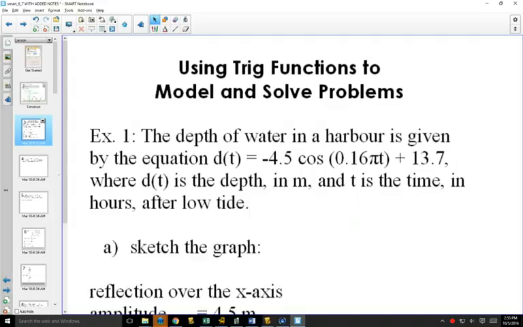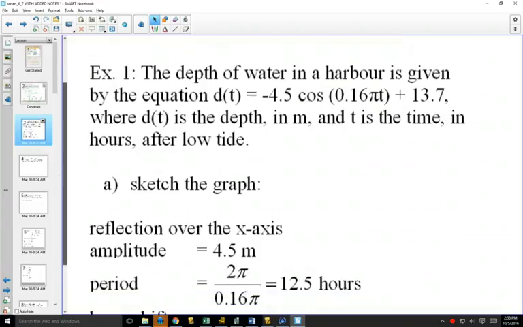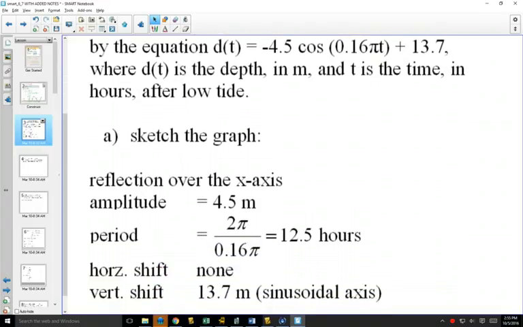So I'm not going to get you to write this part down, but just to discuss some things here, when we look at that equation, that negative is going to reflect it over the x-axis. Our amplitude is going to be 4.5. Our period is 2 pi divided by the b value, and when we simplify it, we find out that our period is going to be 12.5. So we type this into our calculator.